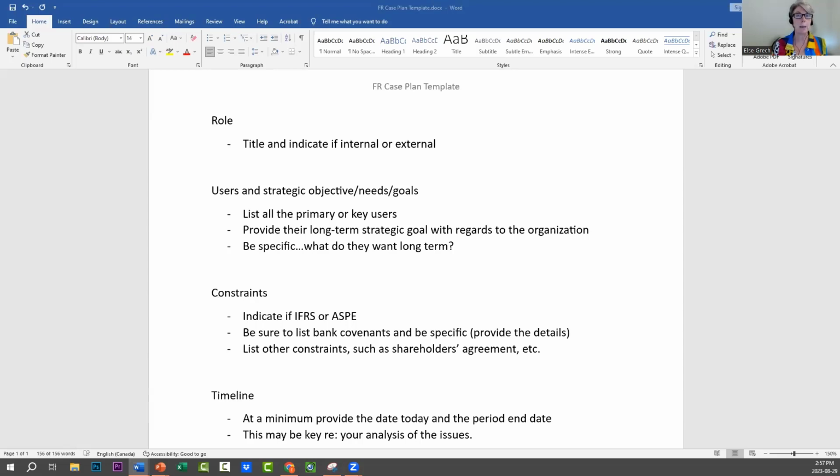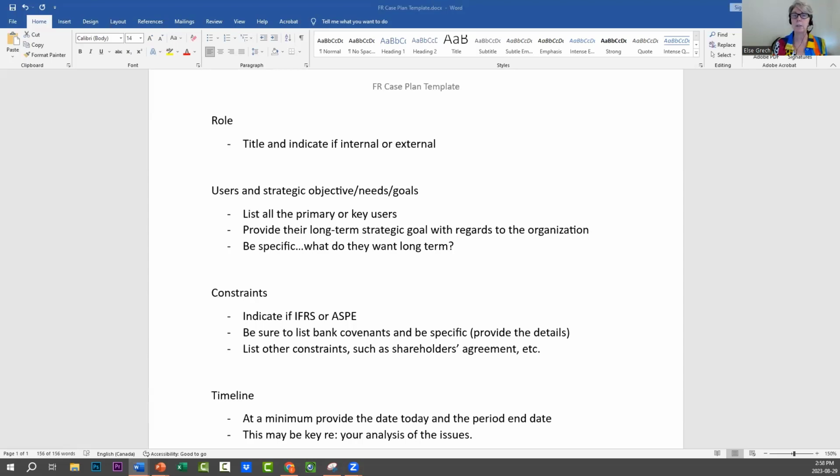And therefore, you need to be able to tell them, hey, my recommendation is going to do good for your long-term goals, or it's going to suck towards your long-term goals. And be specific. What do they want? I always tell my students, what is the wish of their heart? Long-term, what do they want out of this company?